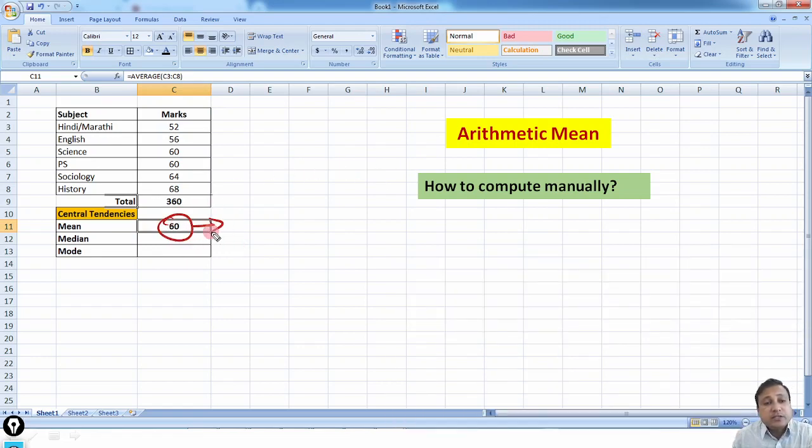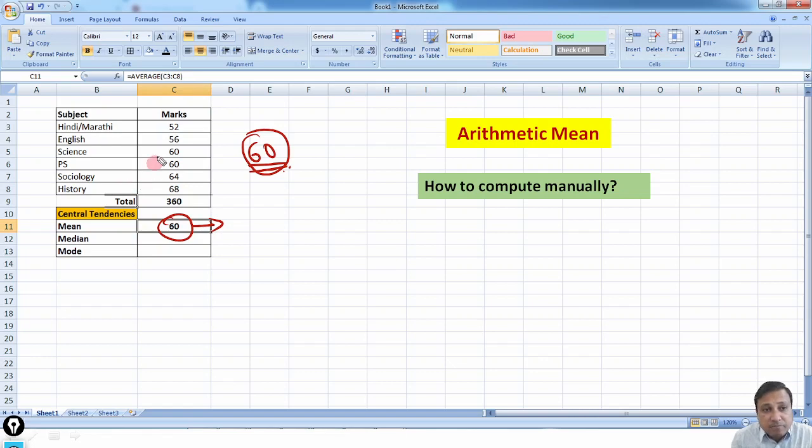So how to interpret this? How to read this? What is this 60? 60 represents the average marks. What does that mean? That particular student has earned different marks in different subjects, but I'm not able to understand where he stands. And for that we have computed the arithmetic mean. Using the arithmetic mean, I have got a value 60, and this 60 tells me that the student has earned on average 60 marks in each subject.